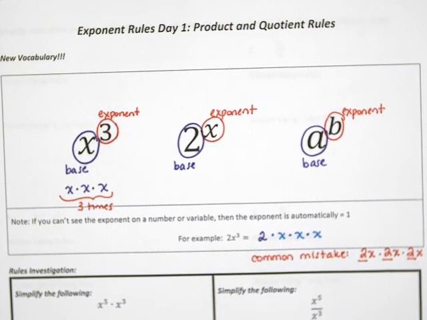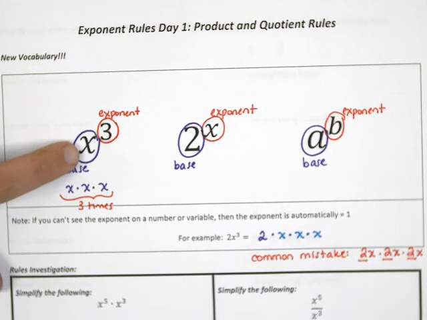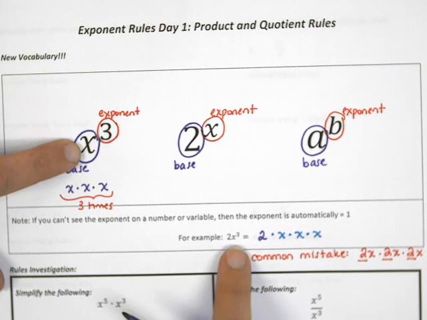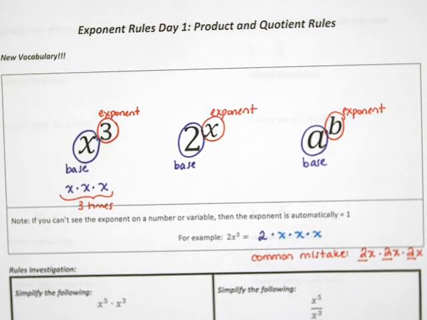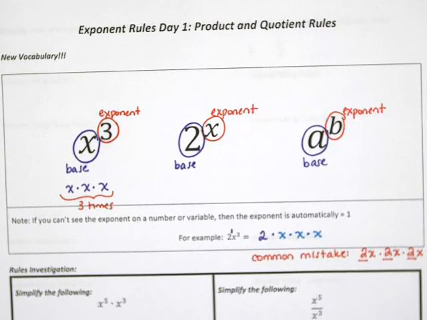But one important distinction to make here is that the exponent, the 3, is only attached to the closest base, the x. It is not attached to the 2. The 2, as a matter of fact, has its own exponent. It's just invisible. Its invisible exponent would be a power of 1. So basically, if you don't see the exponent there, it's automatically a power of 1.